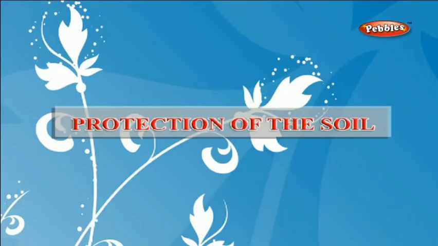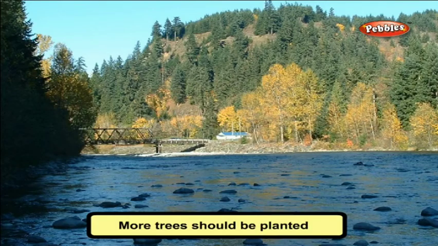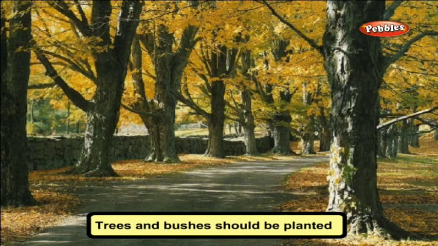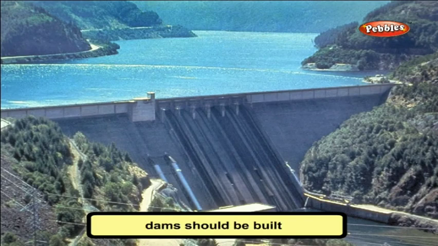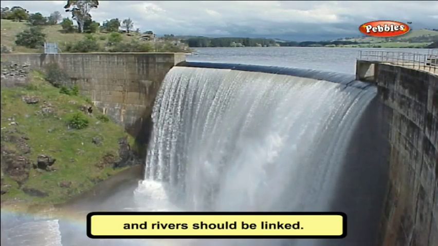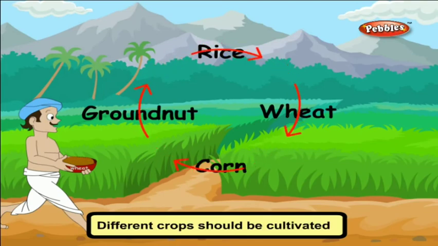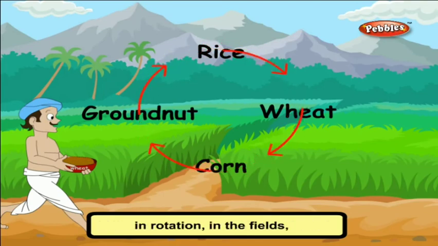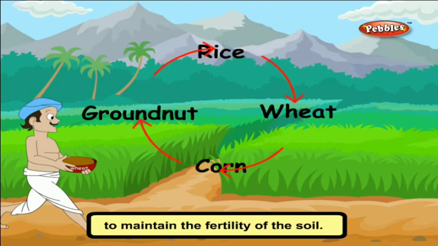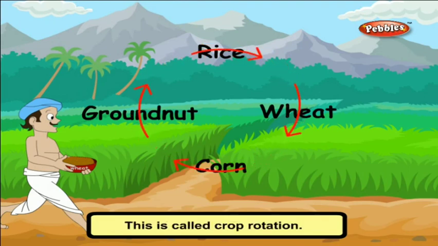Protection of the soil. More trees should be planted in forests and along riverbeds. Trees and bushes should be planted in open land to stop the blowing away of the topsoil in strong winds. To stop floods, dams should be built and rivers should be linked. Step farming should be followed in mountains. Different crops should be cultivated in rotation in the fields to maintain the fertility of the soil. This is called crop rotation.